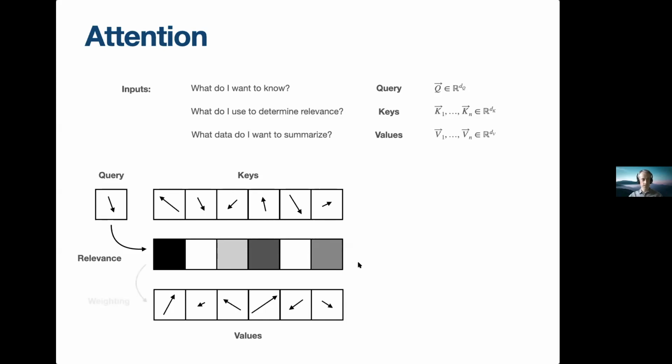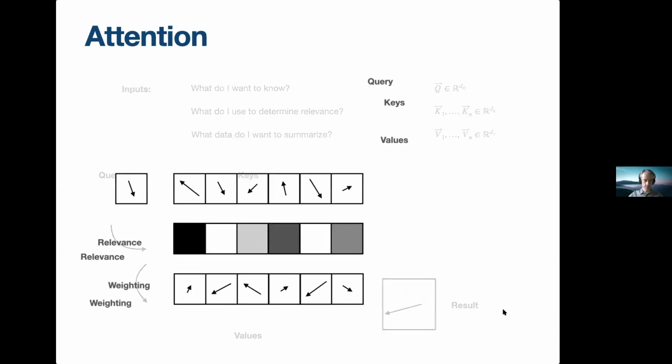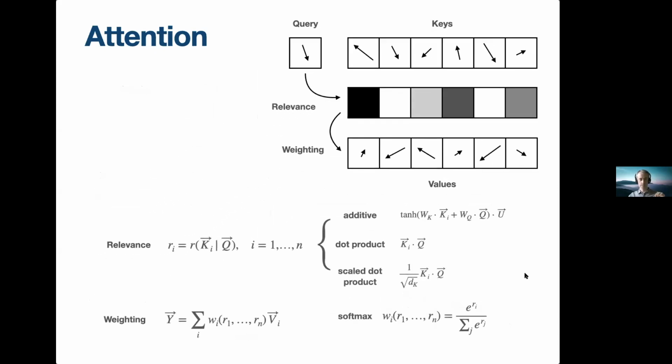The next thing we need to do is weight things according to that relevance. Using these scores, we rescale the value vectors to get a collection of weighted vectors. And finally, we take all those vectors and stick them together into the final result. So that's the basic setup of the attention mechanism.